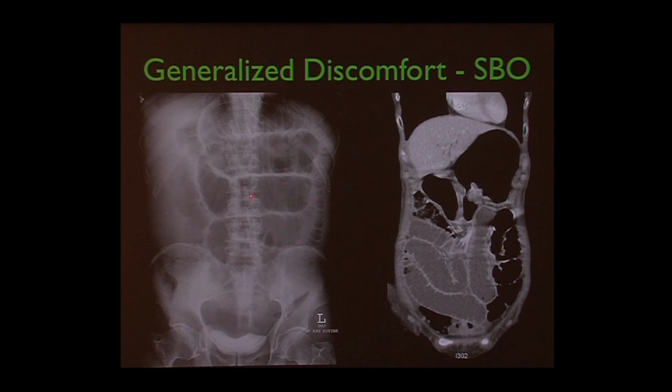Now, the X-ray is going to show the gas-filled loops of bowel. It's not going to show the fluid-filled loops of bowel, which these are. So here, the gas-filled ones are dark. The fluid-filled ones are seen by CT and are dark gray.